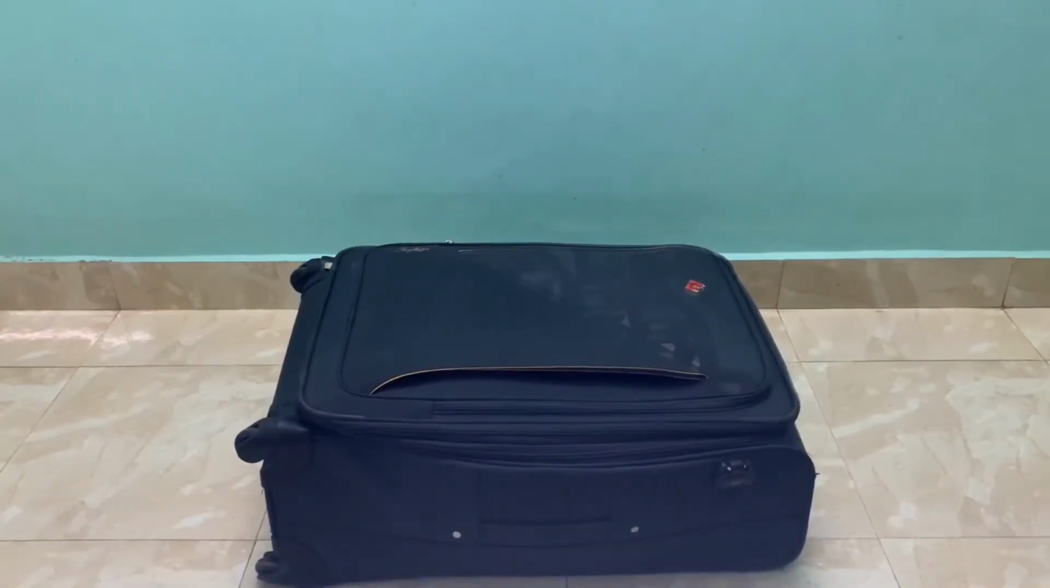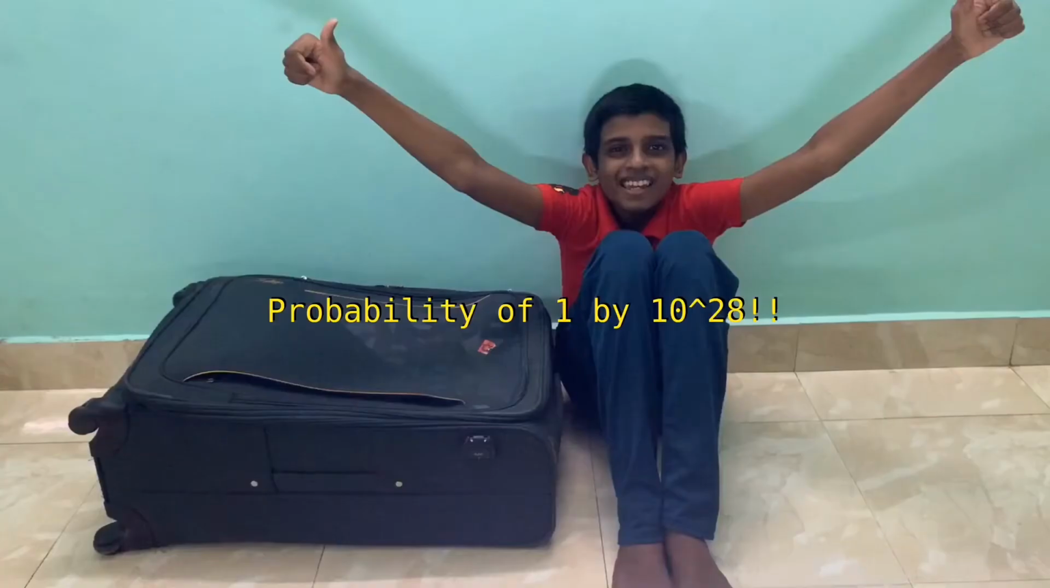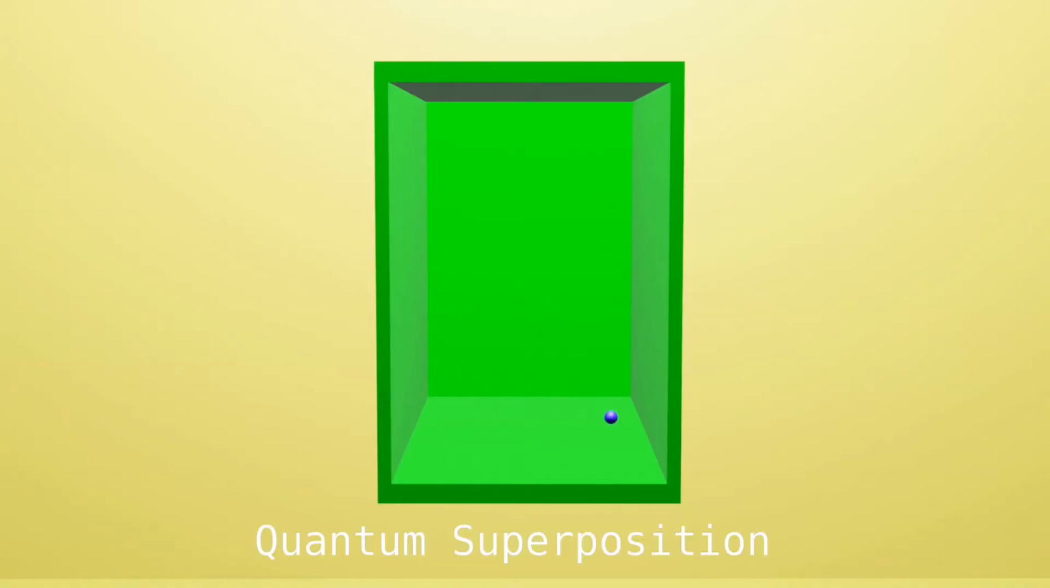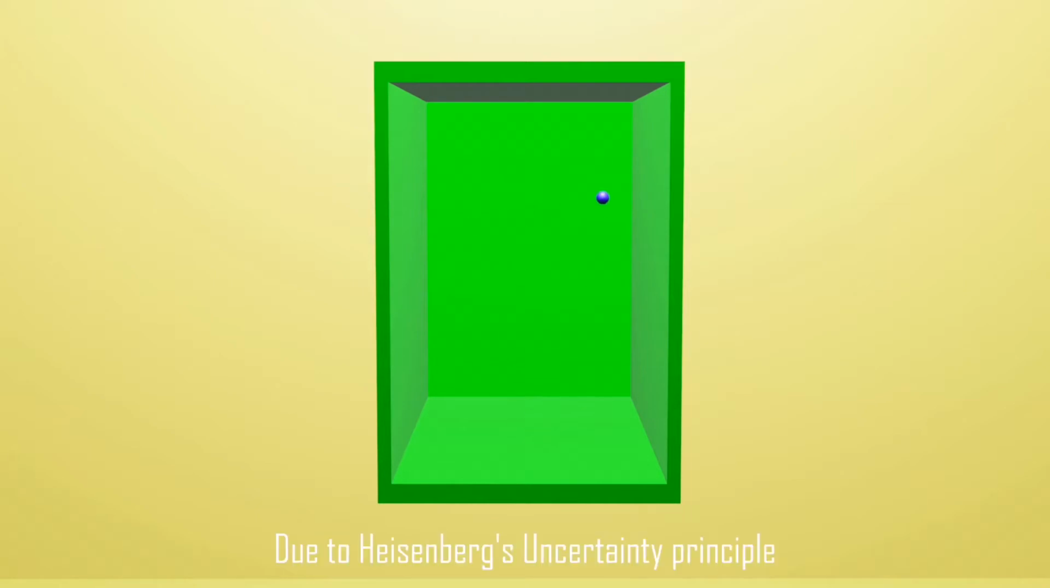But if we consider him as a subatomic particle, there is a 1 by 10 to the power 28 probability that he'll find his way out. However, for the remaining probability, the particle would exist in a quantum superposition of states where its position and velocity would vary at every instant unless we measure it. It won't be 100% precise like this picture though. This is given by Heisenberg's uncertainty principle.